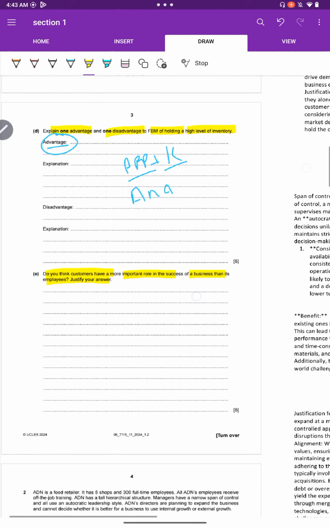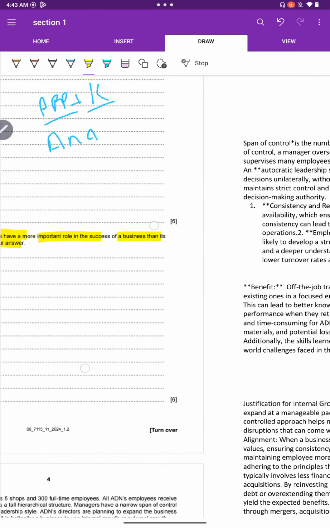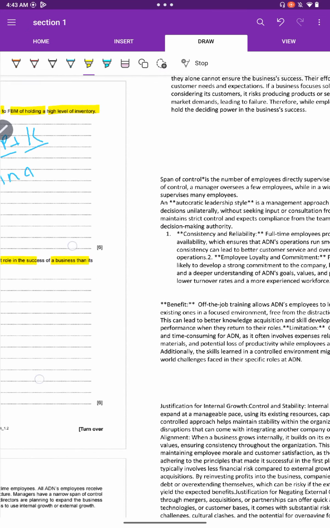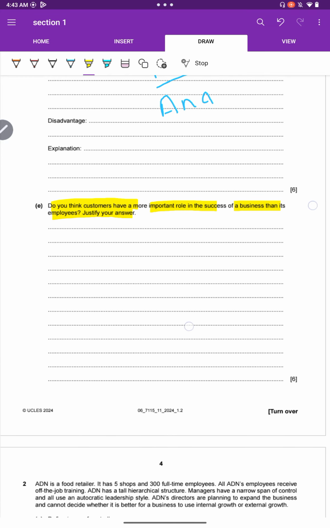Okay. So again, I think we should read the question. Do you think customers have more importance? So first of all, we have to talk about why customers are important, and why customers are not important, or maybe the other stakeholders are also important for the business. So do you think customers have a more important role in the success of a business than its employees? First of all, we have to talk about the customers and employees, and at the end, we will be talking about which stakeholder is more important for the business success. So here they didn't demand application because they didn't use the business name.